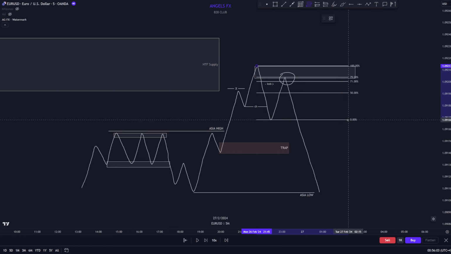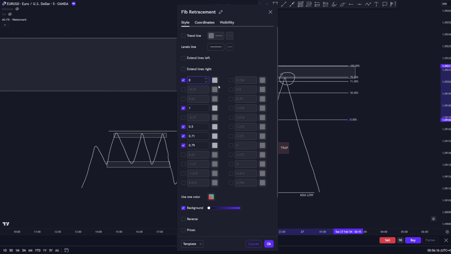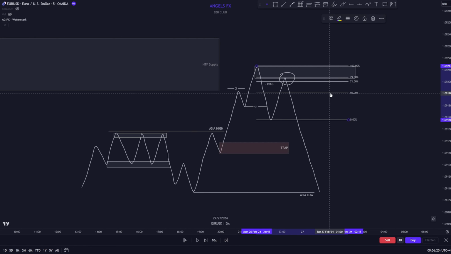So this is our Fibonacci, and you can see this supply sits very well with our 79. Excellent. 71 is also nice. I will show you my Fib settings. You can see these are the numbers. You should look for supply zones that are above the 15. If it's under 15, it's not valid, because it sits in our discounted price range.